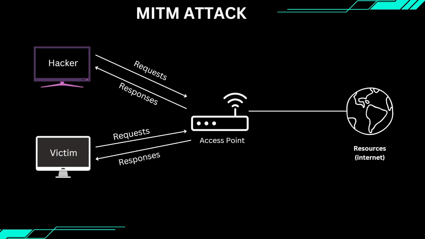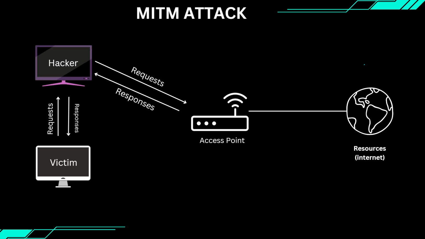Normally, communication between two devices, like your phone and a website, happens directly. The information is sent from one device to the other device without interruption. In a man-in-the-middle attack, a hacker sneaks into the middle of this connection. Now every bit of information that passes between the devices is intercepted by the hacker. They can read, steal, and even change the data without the two devices ever knowing.